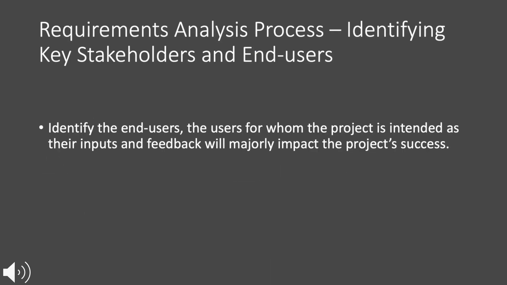Requirements analysis process. The process of requirement analysis includes the following steps: identifying key stakeholders and end users. The first step of the requirement analysis process is identifying the key stakeholders who have the major say in the project and who are the sponsors of the project. These stakeholders make all the important decisions related to the project and have the final say. Then you have to identify the end users, the users for whom the project is intended, as their inputs and feedback will majorly impact the project's success.